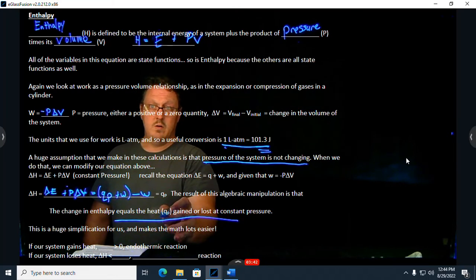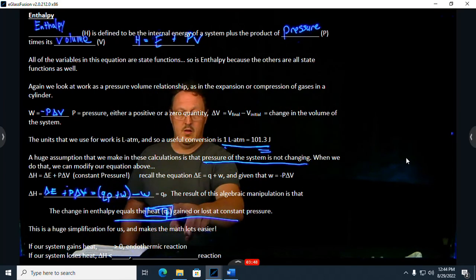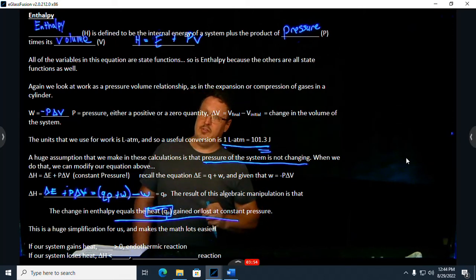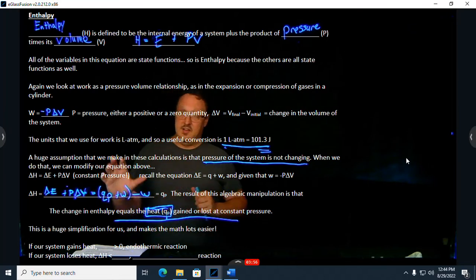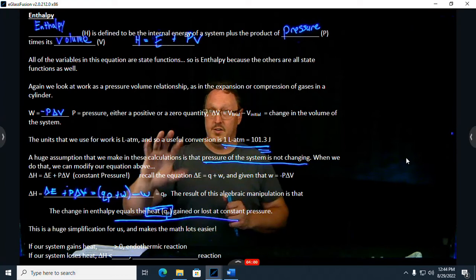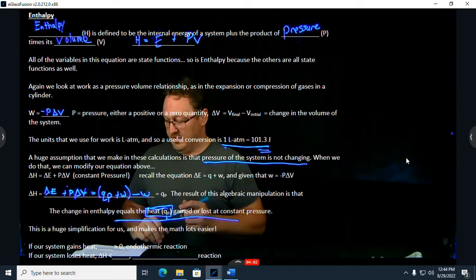So heat is Q sub P, gained or lost at constant pressure. This is a huge simplification for us, and it makes the math lots easier. We're going to do a simplified version of this that you're going to be awesome happy with in just a little bit.